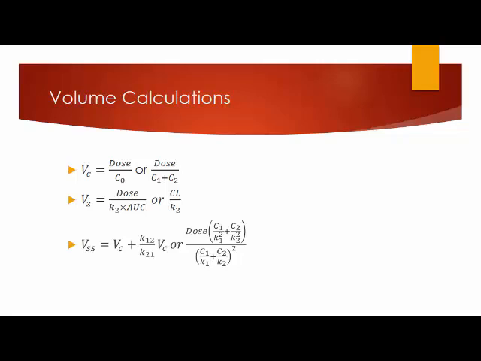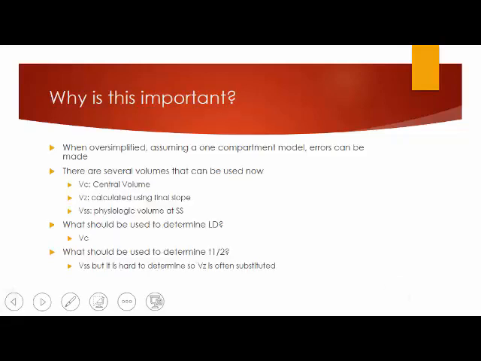Okay, so moving on. I think I skipped ahead one here. Okay, so why is it important that we consider multi-compartmental models when the data doesn't really fit a one-compartment model?